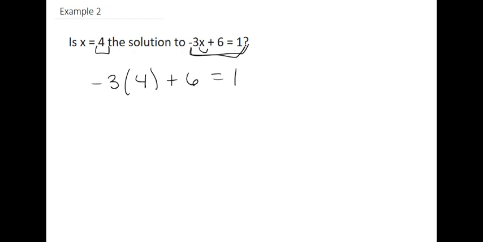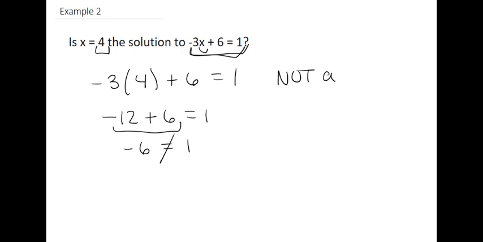So now negative 3 times 4 is equal to negative 12, plus 6 is equal to 1. Now, when we do this, negative 12 plus 6, we know we get the answer to be negative 6, which is equal to 1, which we would actually say this is not equal, because negative 6 does not equal 1. So we would say this is not a solution. So let's look at another example.